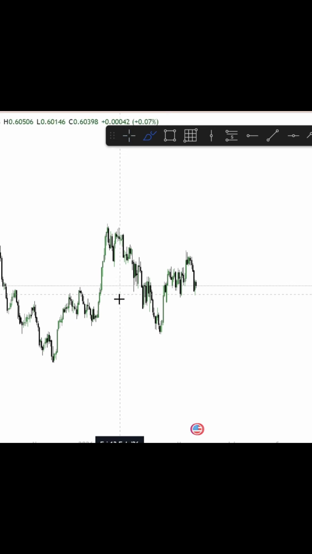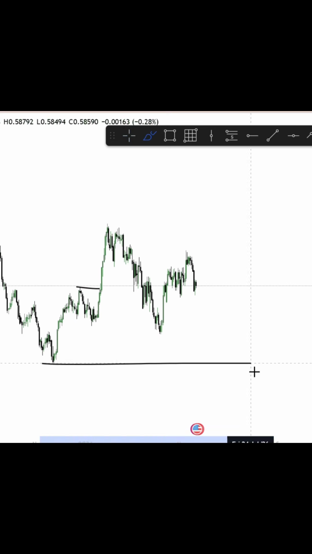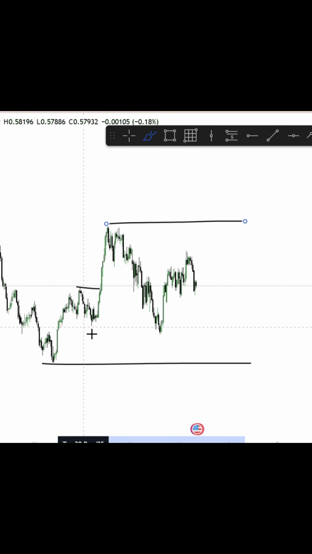Moving on, we've got NZDUSD on the daily time frame. We can see our break of structure with our swing low and our swing high. We've liquidated the lowest point of liquidity before then switching bullish on the lower time frame.